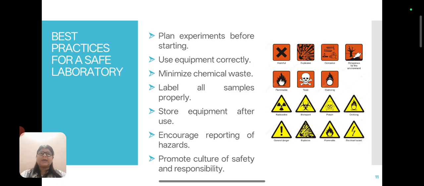Next, we will look into the best practices for safe laboratories. Planning experiments in advance reduces mistakes. Using equipment correctly prevents damage and injuries. Reducing chemical wastes protects the environment. Proper labels help identify samples correctly. Returning equipment after use keeps the laboratory organized. Reporting hazards early prevents any sort of accidents. A culture of safety encourages everyone to work responsibly.